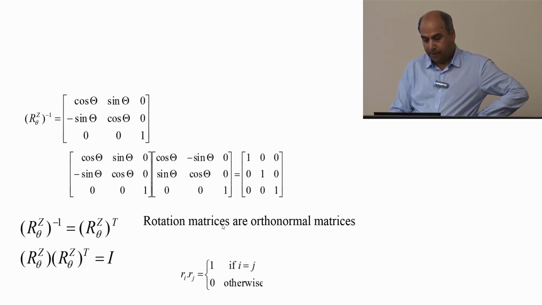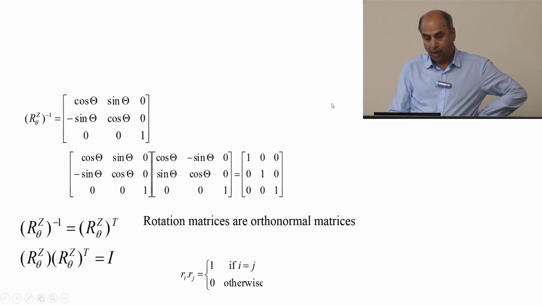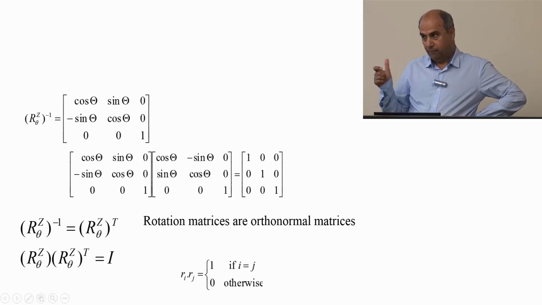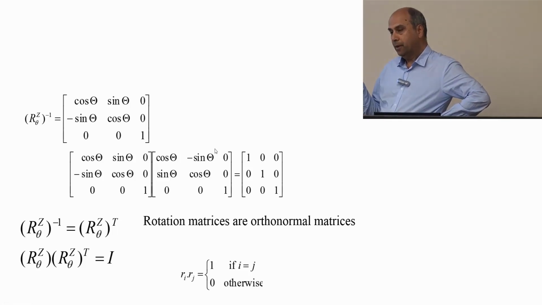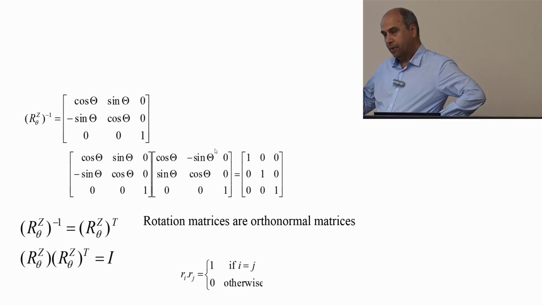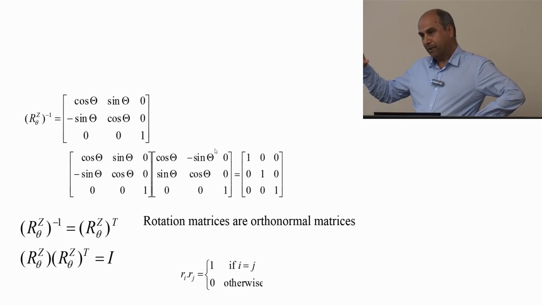The other property is that you can take two rows or two columns of these matrices and find the dot product, and it will be 0. For example, cos theta times sine theta and minus sine theta times cos theta cancel each other, giving 0. But if you take a row and find the dot product with itself, it becomes cos square theta plus sine square theta, which is 1. So a row with itself gives 1, and a row with another row gives 0. That's what orthonormal matrices are, and you can do the same thing for the columns.